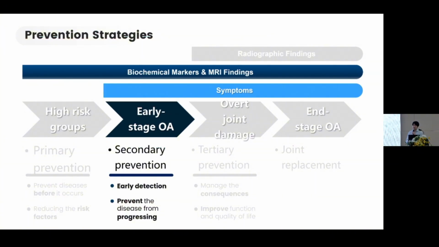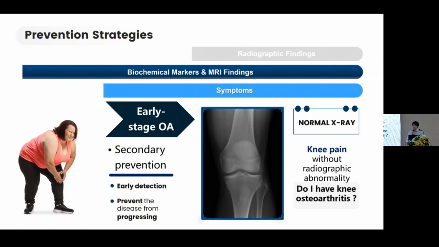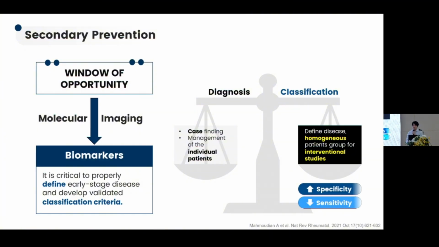Now, let's shift our focus to secondary prevention, which is very, very important. This involves identifying symptomatic patients with normal radiographic findings. Early-stage knee OA could present a window of opportunity, using biomarkers, including molecular and imaging tools, in which to arrest the disease process at the early stage and restore joint homeostasis.